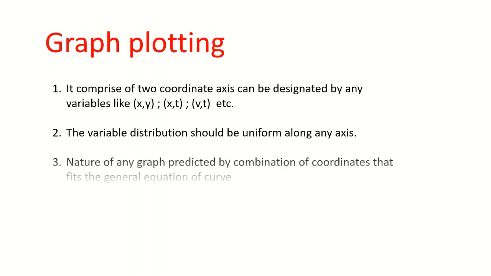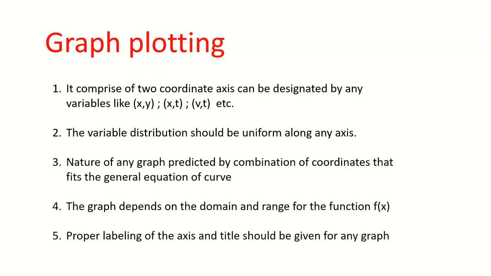So let's move on. For graph plotting, there are 5 basic tips we should keep in mind. It comprises two coordinate axes that can be designated by any variable or set of variables, that can be x, y, x-t, v-t, etc. As we go further in our physics course, we will find various types of graphs. Then the variation distribution should be uniform along any axis.